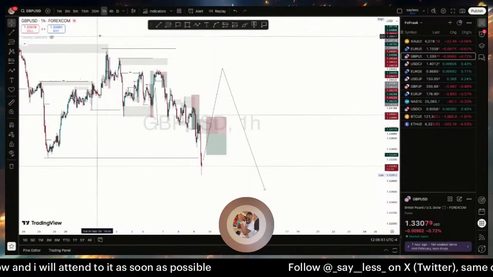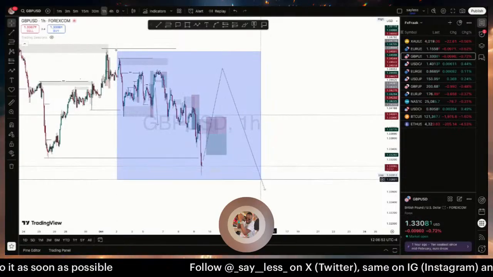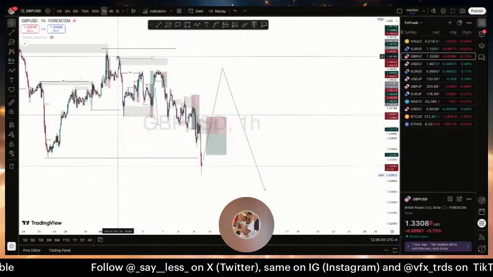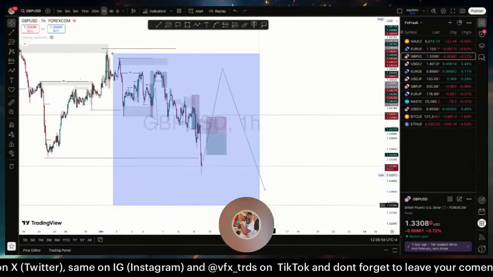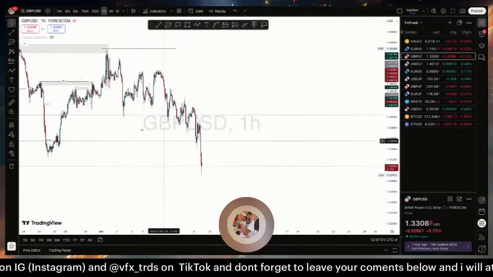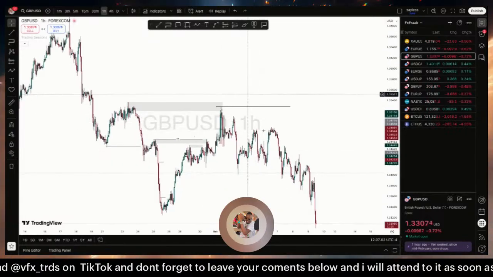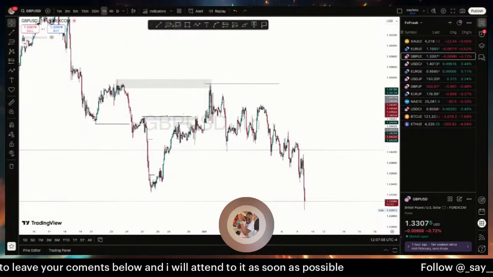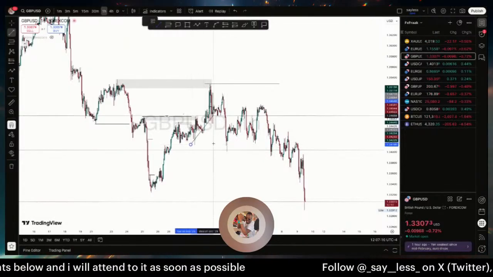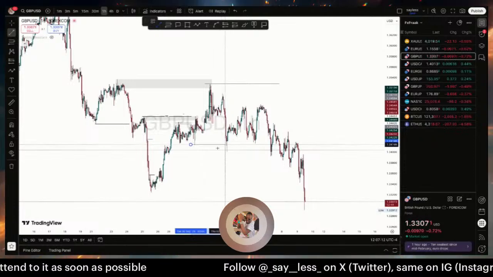Let me delete some of this drawing to make it cleaner. So let me delete all this first. So when you had this break of structure, internal break of structure here, you started looking for a sell, right? That is what originated the interest of your sell.